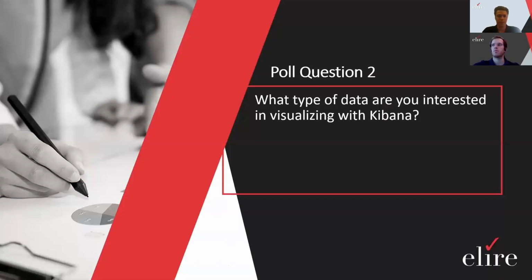I'll pass it back to Jordan for another poll question. Thank you, Brandon. So we have, what type of data are you interested in visualizing with Kibana? We have it broken out into different process areas: accounts payable, accounts receivable, treasury management, procurement, supply chain, payroll, expenses, project costing, system performance, or other. We'll give everyone about 30 seconds.